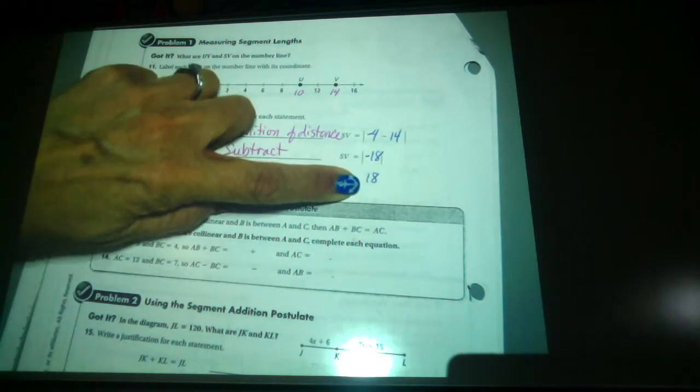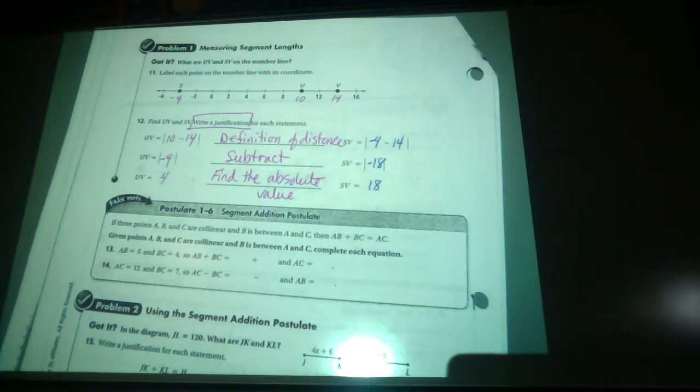What did you get? What's the actual distance? 18, right? So it didn't matter whether you did negative 4 minus 14 or 14 minus a negative 4. If you did 14 minus a negative 4, what do you have to do with the minus minus? Add them, so plus plus. So it does turn out to be either negative 18 or positive 18 here, and then your final answer to the absolute value is 18. So are those segments the same length? Nope. We'll get into what same length segments are called in a minute.